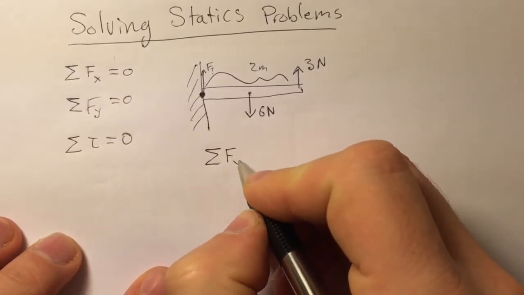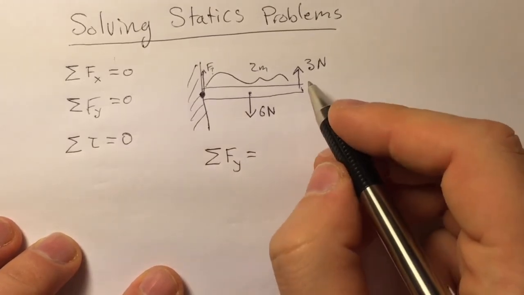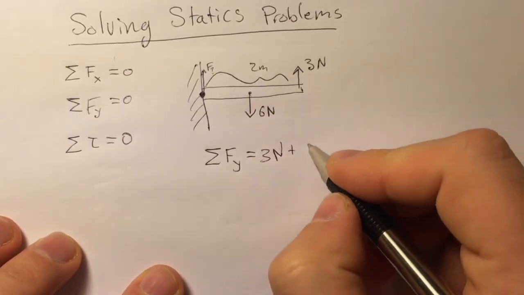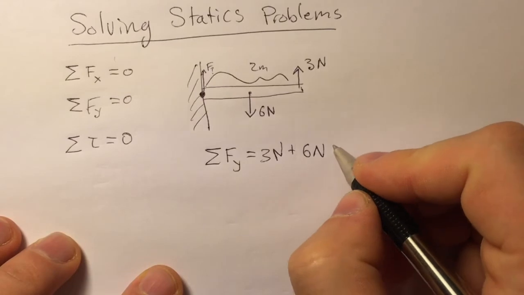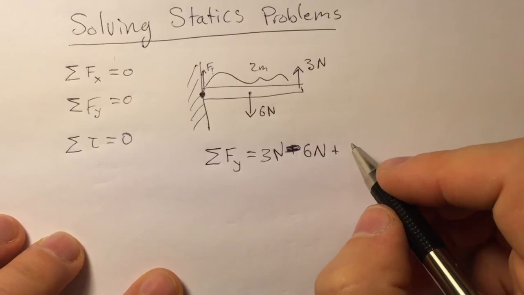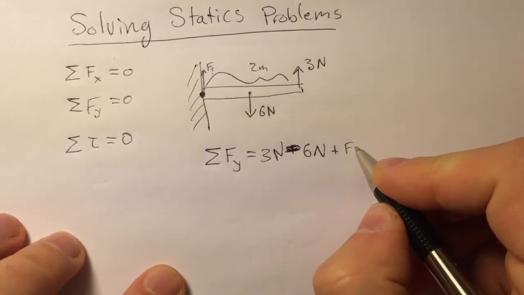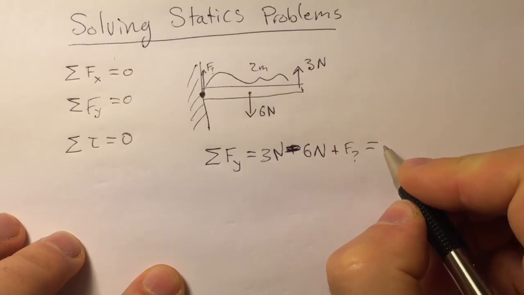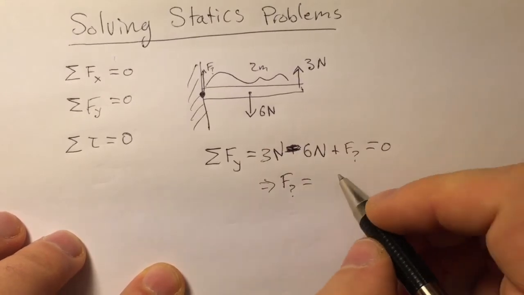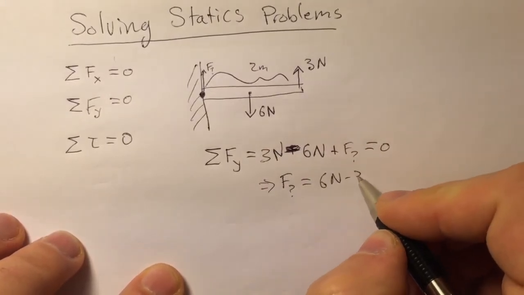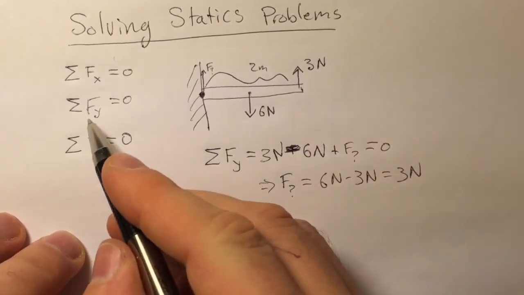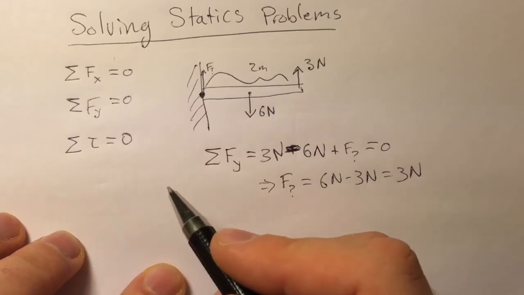Sum of forces in the y direction is equal to, well, there's a positive force of 3 newtons, there's a negative force of 6 newtons, and then plus our force we don't know. And we just set this equal to 0, and what that means is F question mark is equal to 6 newtons minus 3 newtons equals 3 newtons. So it turns out we only needed to use this one equation, just the forces in the y direction.